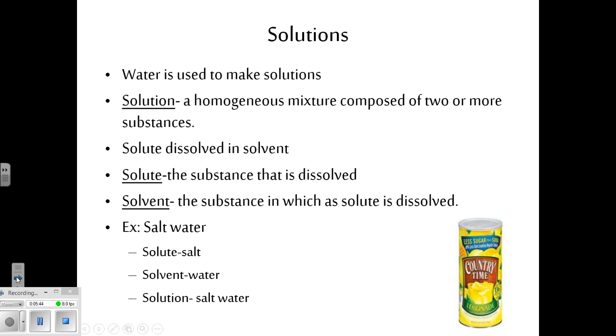Okay, we can also use water to make solutions. So basically a solution is when you dissolve something into something else. The thing that you're dissolving, let's say you're going to make some lemonade out of lemonade mix. The solute is the thing you're dissolving, so the lemonade mix. The solvent is going to be your water. You're going to mix the solute and solvent together to make a solution, and you make lemonade. So you make something new out of the two materials.